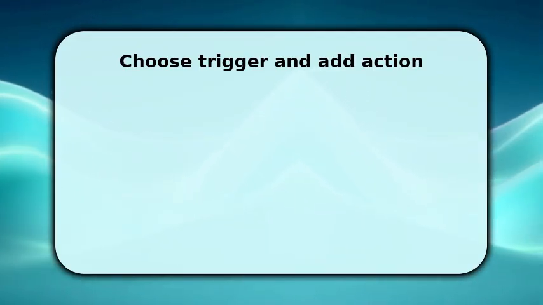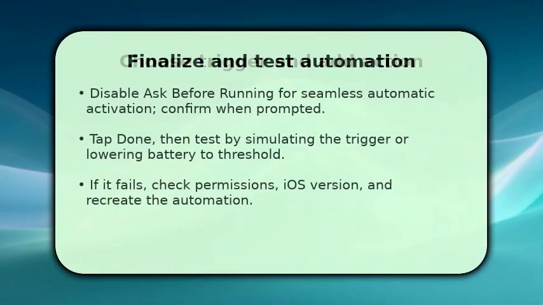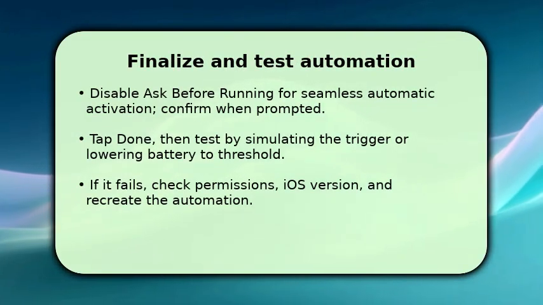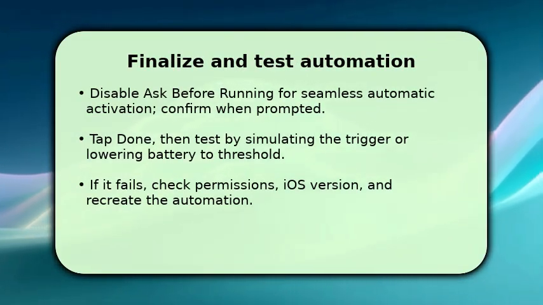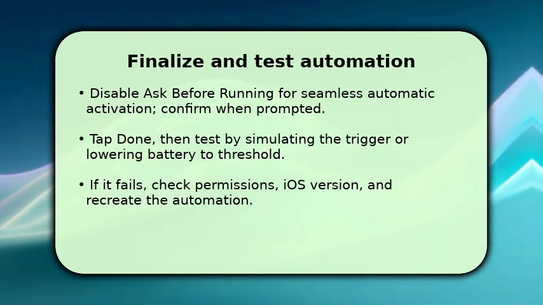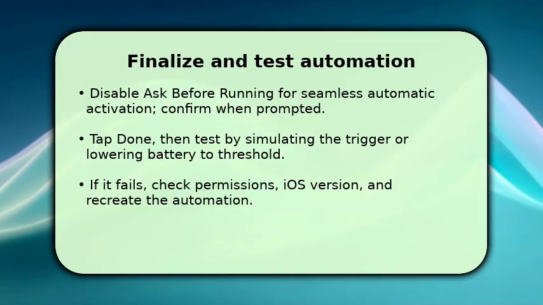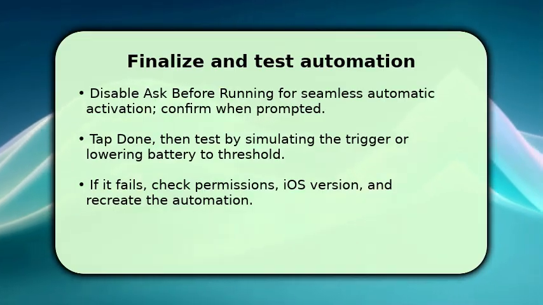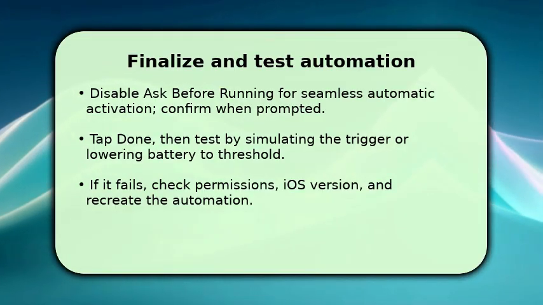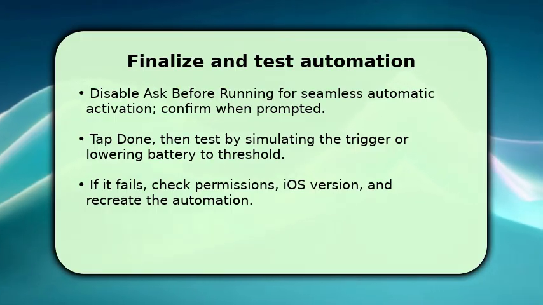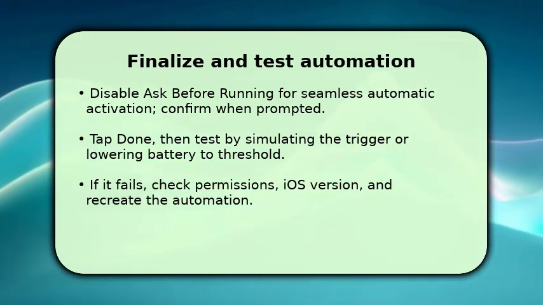Finish by turning off Ask before running so low power mode engages without asking you each time. Confirm the prompt. Tap Done to save, then test the automation by simulating the condition or waiting for the battery threshold. If it doesn't run, make sure Shortcuts has permission, your iOS version supports the action, and that the trigger settings match what you tested.